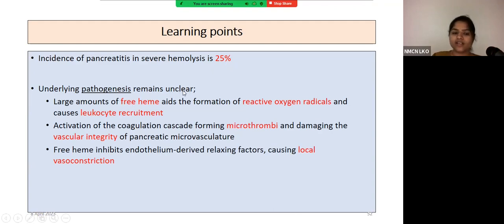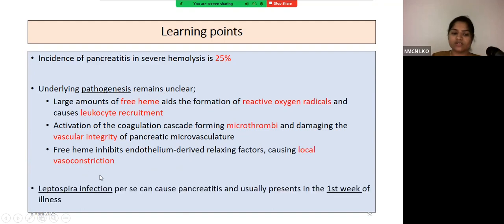remains unclear, and the possible postulates were large amounts of free heme aids in the formation of reactive oxygen radicals and causes leukocyte recruitment, activation of the coagulation cascade, forming microthrombi and damaging the vascular integrity of the pancreatic microvasculature. Free heme inhibits endothelium-derived relaxing factors, causing local vasoconstriction. Leptospira per se can cause acute pancreatitis, and it usually presents in the first week of illness, unlike in our case where he presented in the second week.